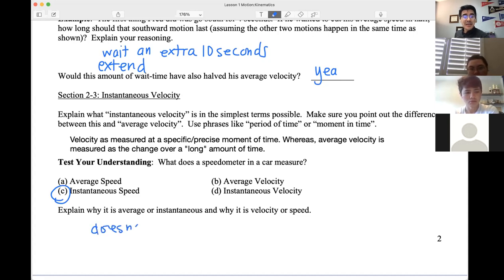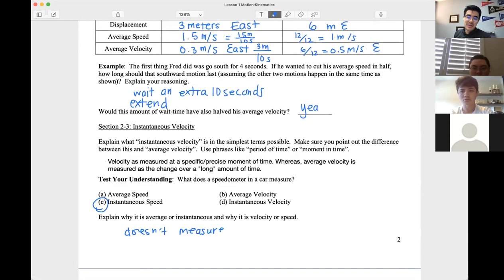And the other part is, when you go backwards in your car, the speedometer is still going to go up. If it measured velocity, technically it should go down below 0. So we'll say doesn't measure direction. Good. So that's a pretty easy one.